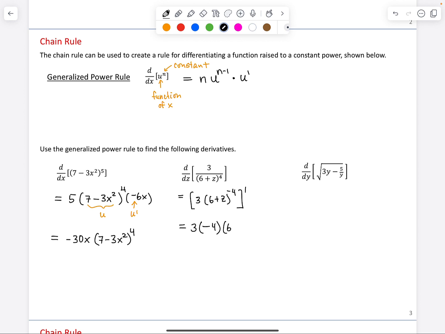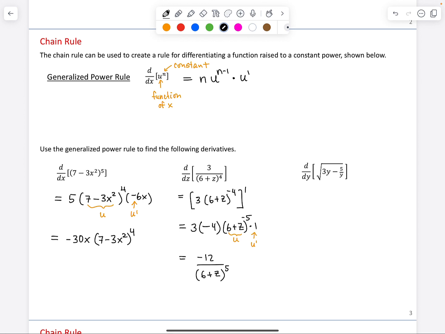Then we repeat the base, 6 plus z. The new power drops 1 from negative 4 to negative 5. And then this 6 plus z is our u. We need to multiply everything by u prime. Well, z is the independent variable. The derivative of 6 is 0, and the derivative of z will just be 1. So this is a case where the chain rule does not have a noticeable effect because the derivative of the inside function is just 1, and multiplying by 1 doesn't change anything. But we can multiply the 3 and the negative 4, get negative 12, and then this negative power can move that 6 plus z back down to the denominator. So we get negative 12 in the numerator all over 6 plus z to the positive 5.